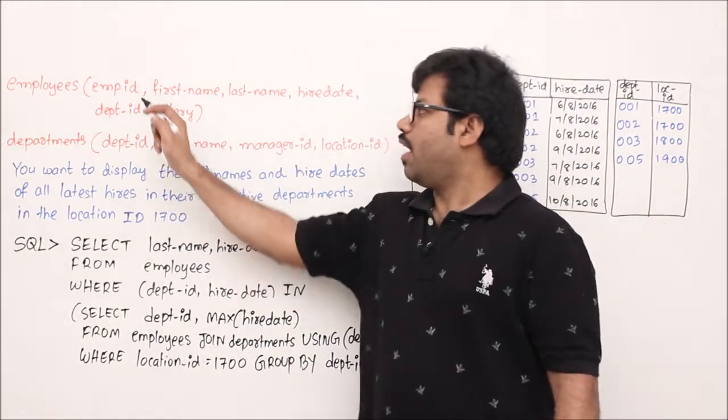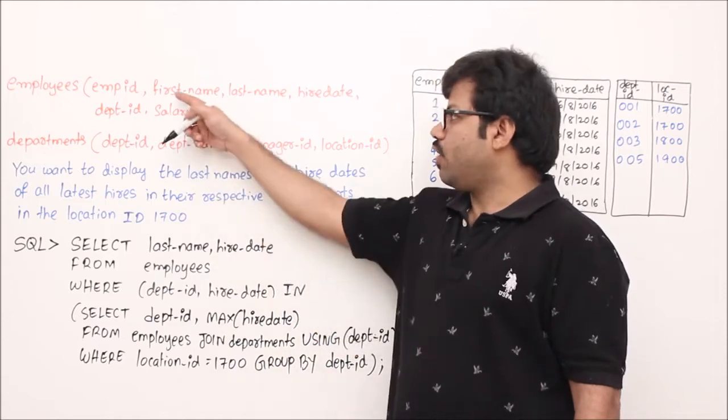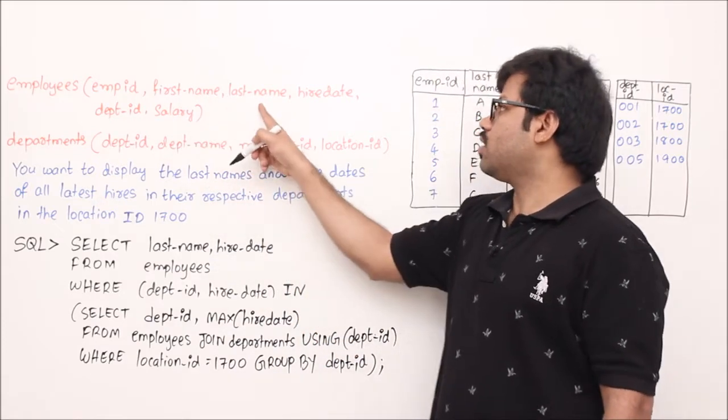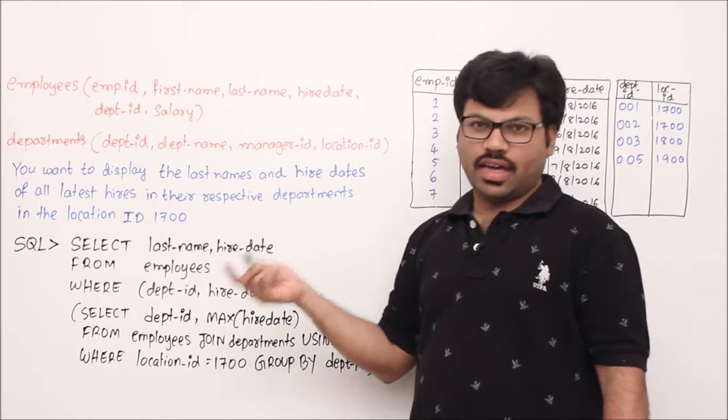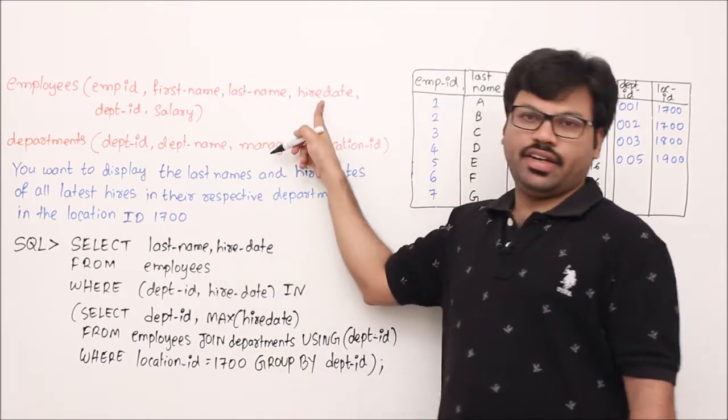So in employees we have employee ID. We know why we require employee ID, and first name, last name, hire date. Every employee is hired on some particular date, right? So that is the hire date.